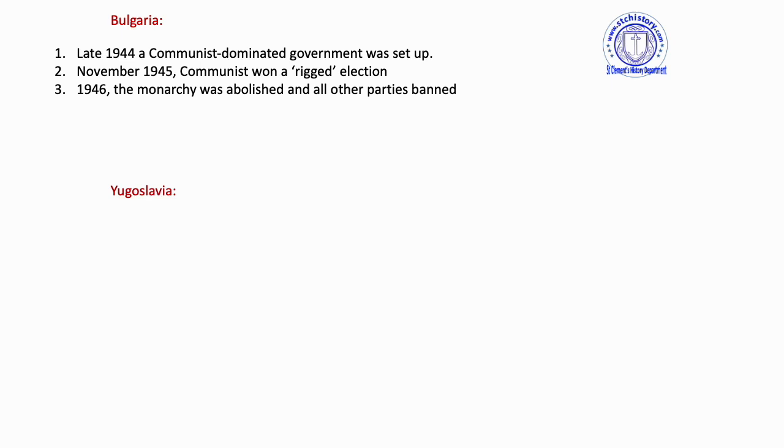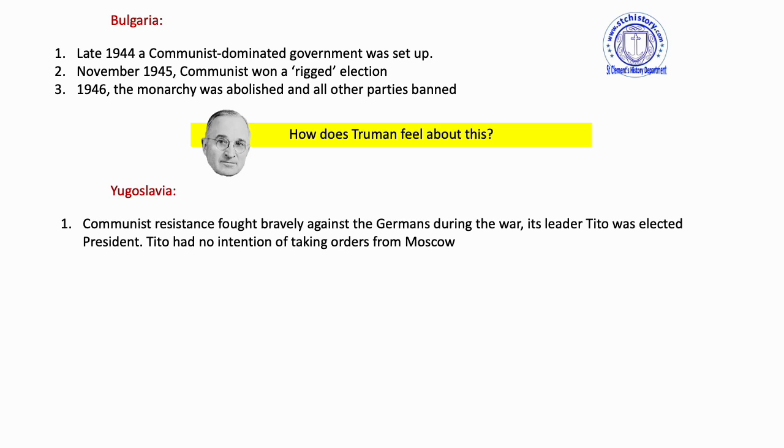Totally, this goes against free and fair elections, but that's another monarchy being removed. You could argue another country heavily controlled by the Soviet Union. So again, you could argue that Truman is well within his rights to respond to what he sees going on in Eastern Europe. Then we have a slightly different sort of slant on this.